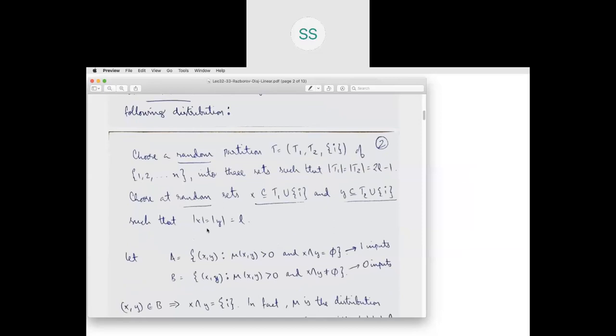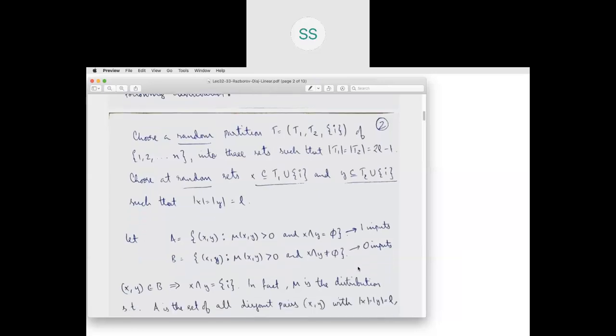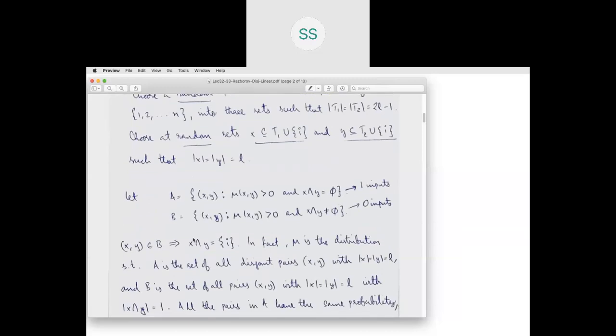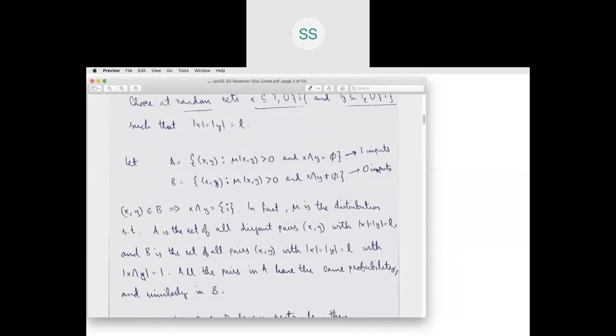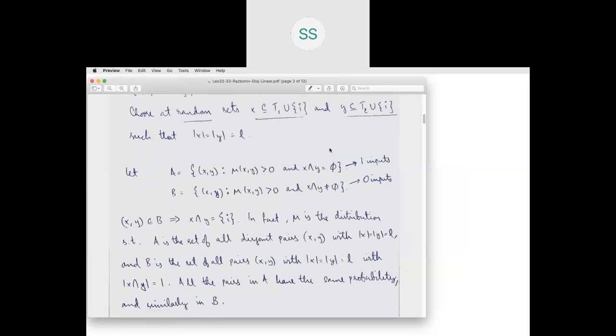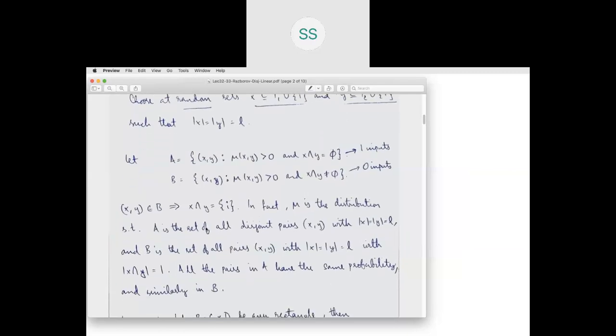Okay, so now if you recall in the Babai-Frankl-Simon theorem, we had shown that the distribution of zero inputs and one inputs were both a constant fraction, and that's the same case here. Let A be the set of one inputs with non-zero measure, and B be the set of zero inputs. And we'll soon see that both of them have constant probability of occurring. So as I said before, if X and Y are in B, which means it's a zero input, which means they are not disjoint, it means that X intersection Y is non-empty, which means that they must intersect at I, because that's the only way they can intersect. So mu is the distribution, such that A is the set of all disjoint pairs with both X and Y of size L, and B is the set of all pairs with X and Y of size L such that they intersect in exactly one element.